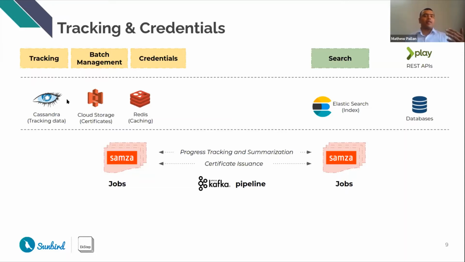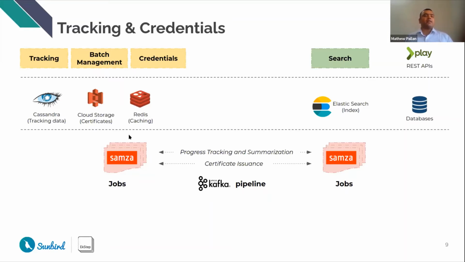We also have the capability to extend the tracking system via these jobs and via the extension points and events. For example, if you want to allow users to get certificates only if the user has spent a stipulated amount of time going through the content, that's also quite possible through an extension. And the batch data is indexed into Elasticsearch for enabling searching.